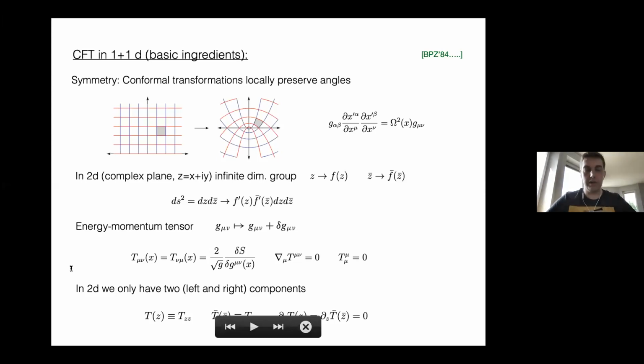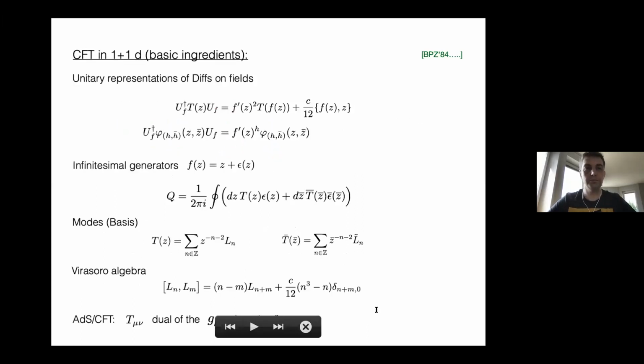So in 2 dimensions, this implies that we only have 2 independent components of the stress tensor. This will be T of z, the zz component in complex coordinates, and T bar of z bar. These are 2 independent stress tensors that I will use later. And they are chiral and anti-chiral respectively, so they each depend only on either z or z bar.